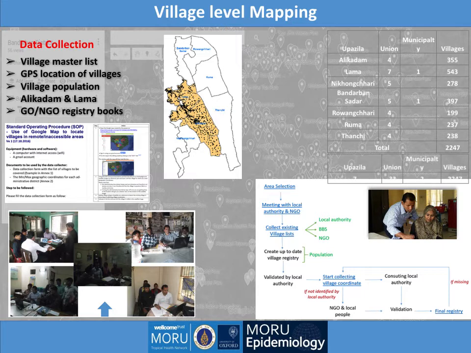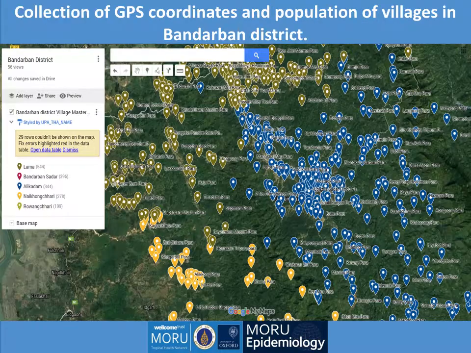He is also the research assistant at MOOR. So here you can see that we have collected the village location. You can see here's the list. Lama has 544 villages, and Bandarban Sadar, Ali Kadam. Actually, if you click on one of the villages, you will get a lot of other information, like the population data.